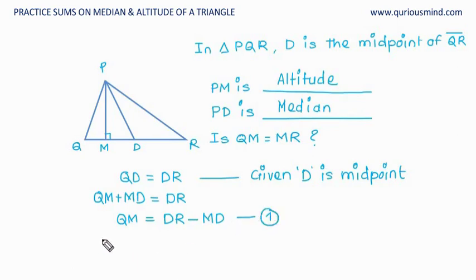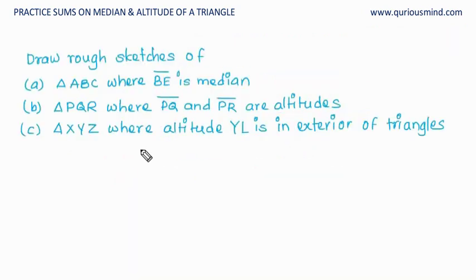Now we also know that MR is equal to DR plus MD. And now we see that 1 is actually not equal to 2, and therefore QM is not equal to MR, because here it is DR minus MD and here it is DR plus MD. So QM is actually not equal to MR.